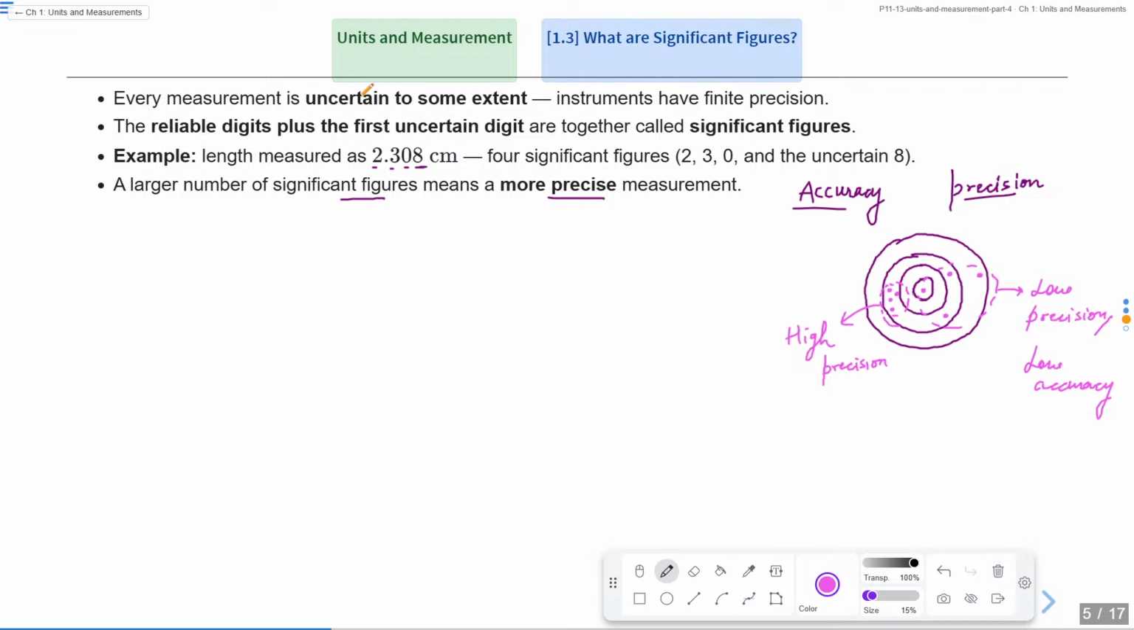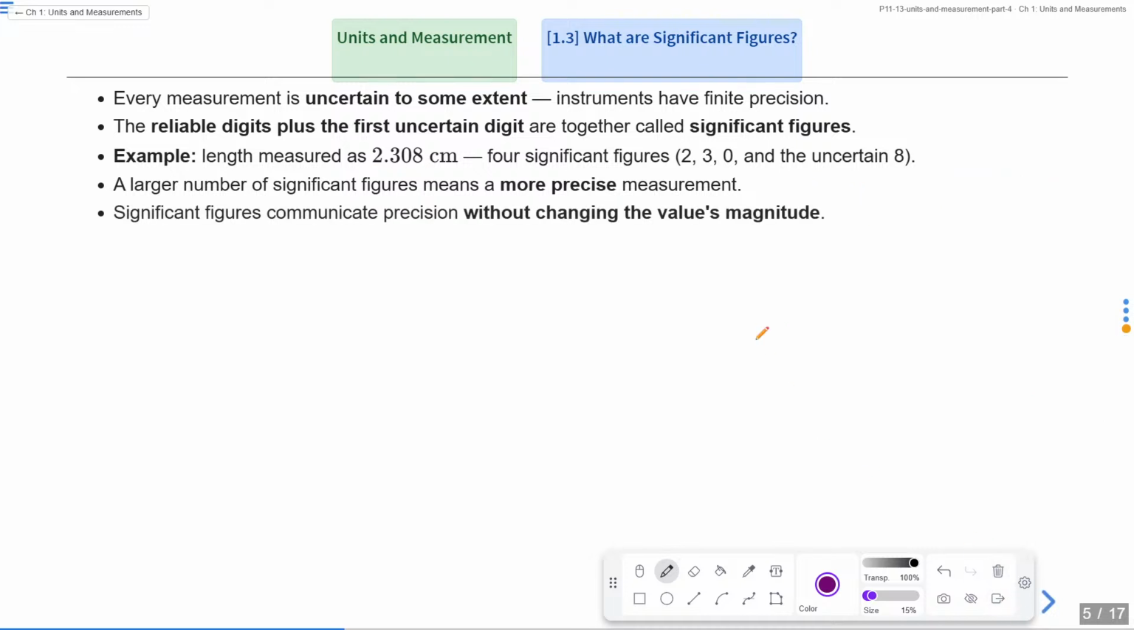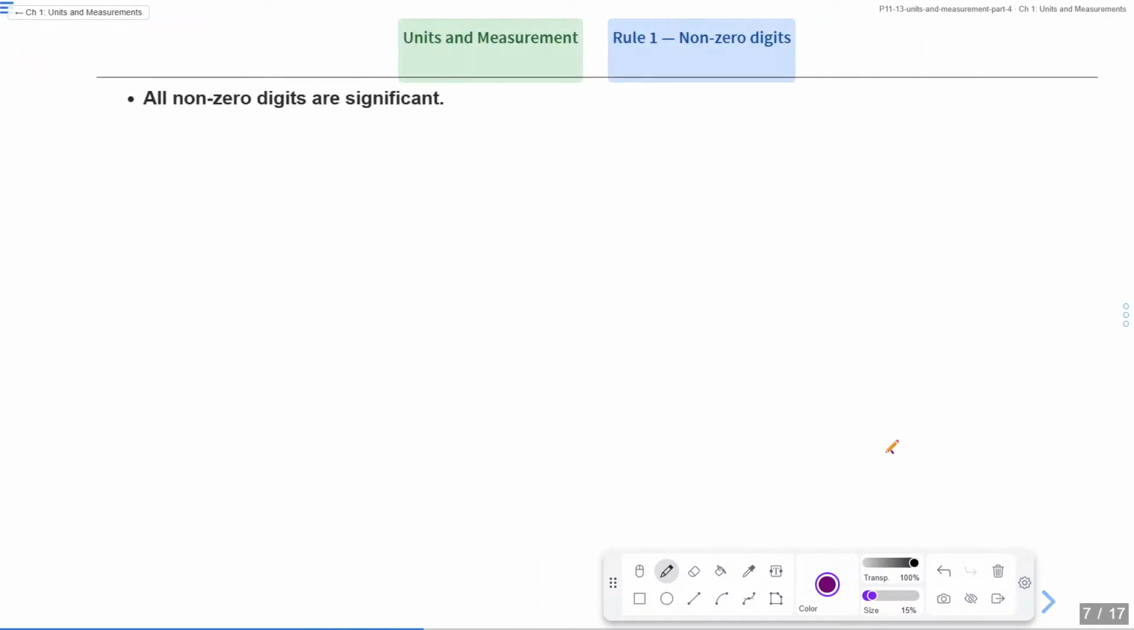So significant figures tell precision, not accuracy. That you should remember always. Significant figures tell the precision of the measurement. So significant figures communicate precision without changing the value's magnitude. Now there are some rules: if there is any measurement, how many significant figures are there in that measurement?